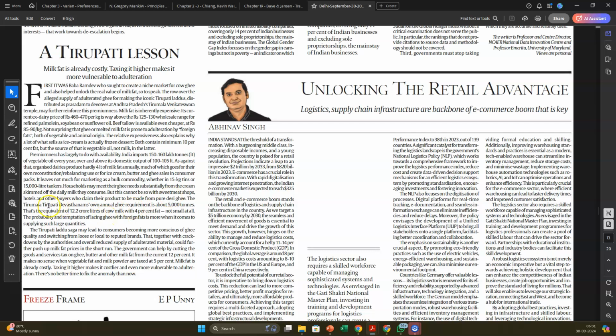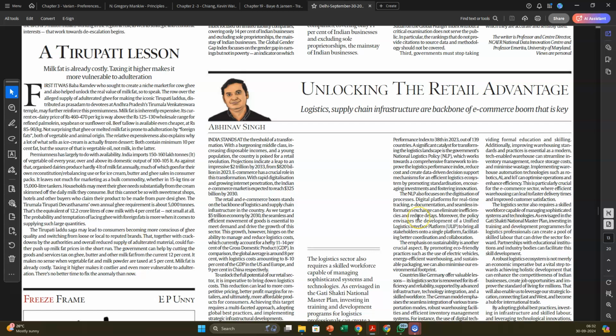And even for the Tirupati temple itself, the annual requirement of ghee is 5,000 tons. That's equivalent to 12.2 crore liters of cow milk with 4% fat. Now, this is huge, and therefore what needs to be done is that if you are tightening the noose around ghee, then the prices of ghee will further increase. At the same point of time, the government can reduce the price by at least reducing the goods and services tax on ghee, butter, and other milk fat from 12% to 5%. So this is the other part of the news.